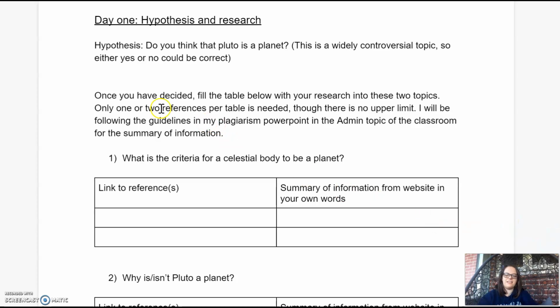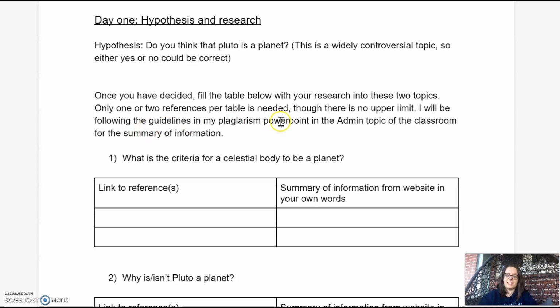And then once you have decided, so that just needs maybe a yes or no, maybe a little sentence saying, I think Pluto is or isn't a planet. Once you have decided, fill the tables in below with your research into these two topics. Only one or two references is needed, though you can include more if you want to. There is no upper limit.